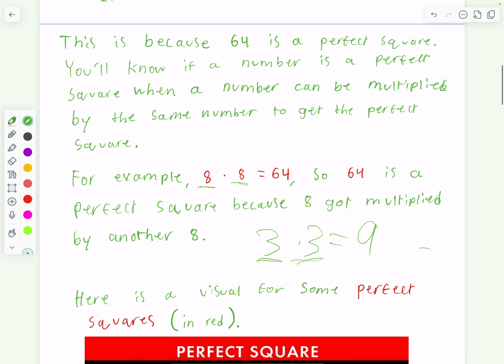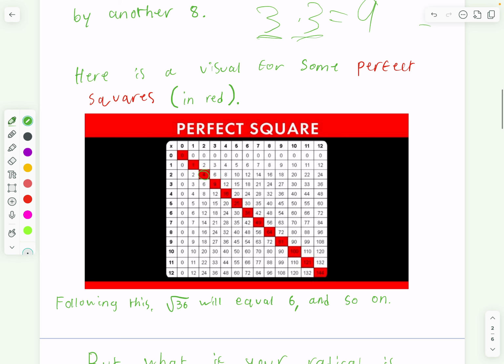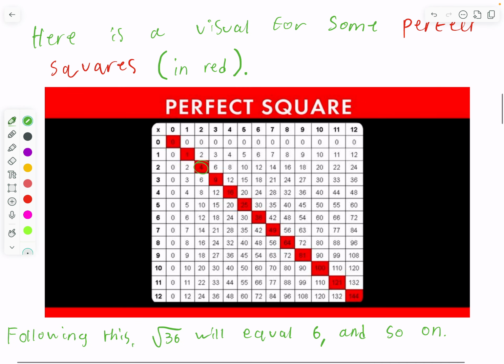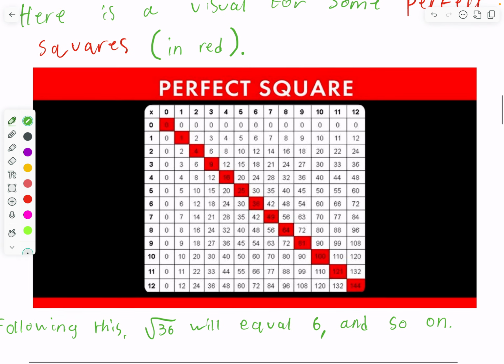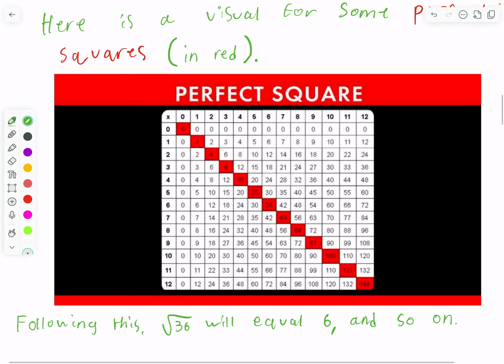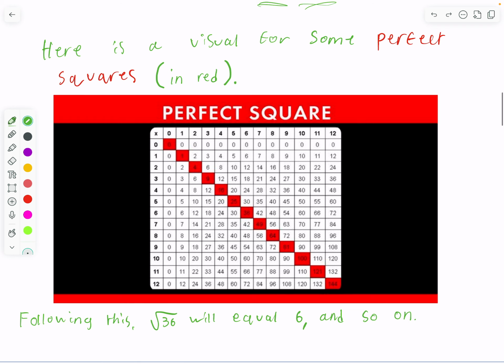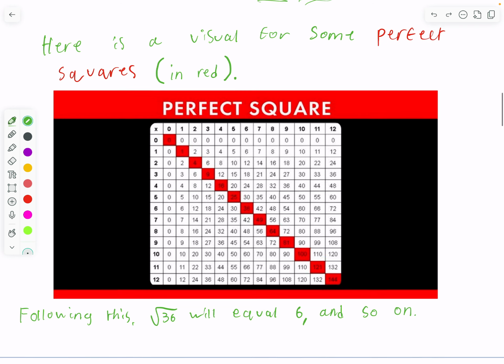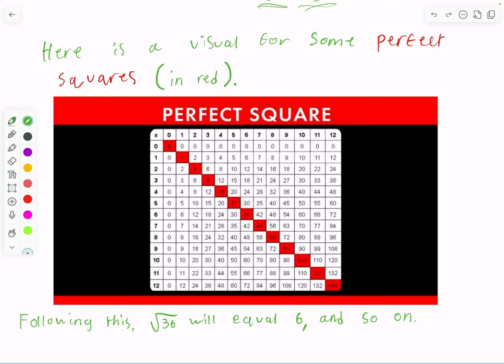Here's a visual for some perfect squares just to show you. This is for a little later, so I'll get rid of that. But yeah, the numbers in red are your perfect squares. So you can see 1 times 1 gives you 1, 2 times 2 gives you 4, and that just keeps going on. So if we follow this logic, radical 36 is going to simplify down to regular 6 because 36 is a perfect square.